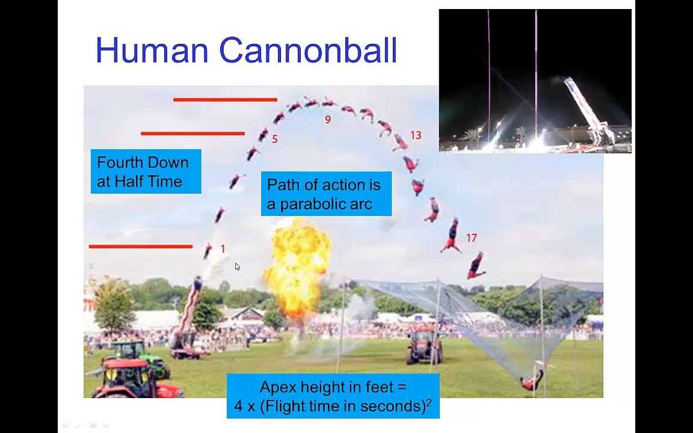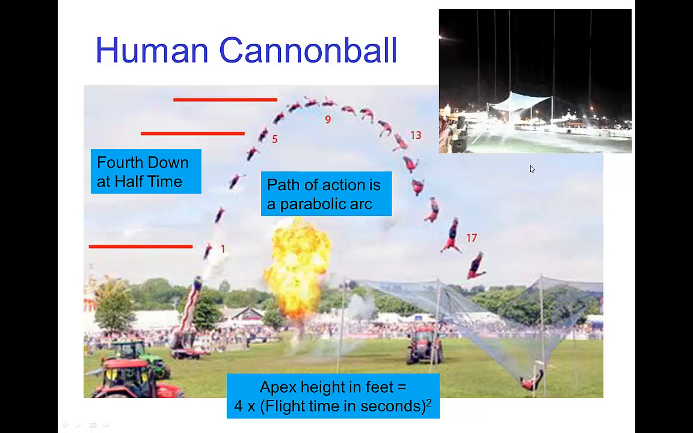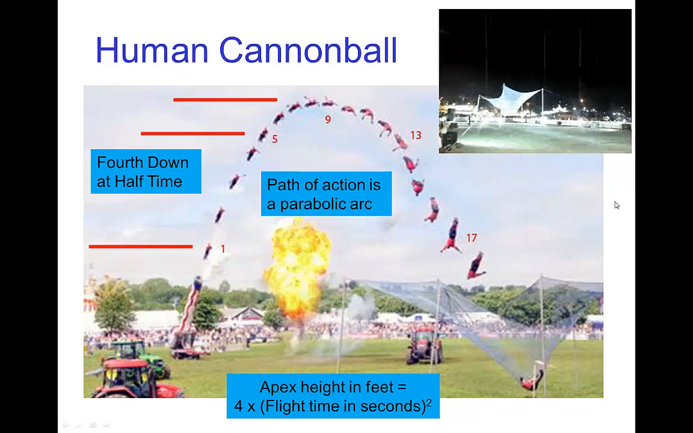So here we see the path of action for a performer doing one of these human cannonball acts. You can see that we have the parabolic arc for the path of action. Here's a quick video showing a performer doing that act.